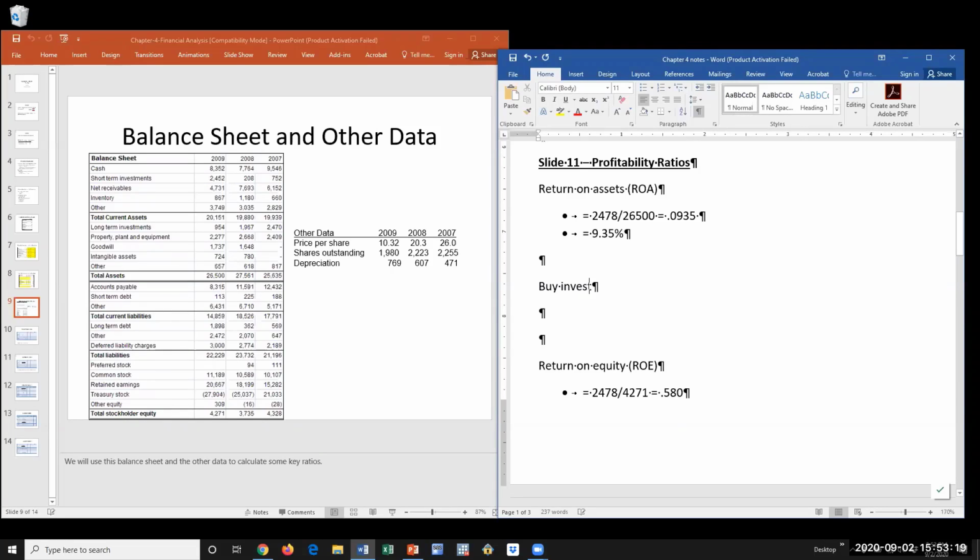Let's say we were to buy some investment property, and let's say the return on assets for the investment property is $10,000 per year in income divided by $100,000 in assets that we use to buy the property. So we pay $100,000 for a house, right? That's the assets side here.